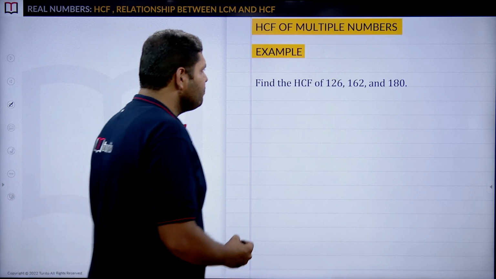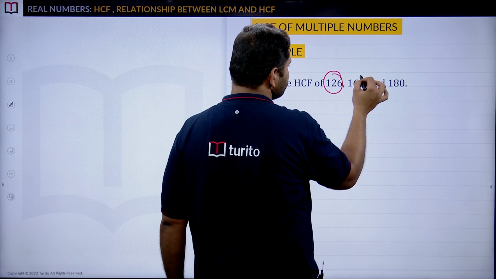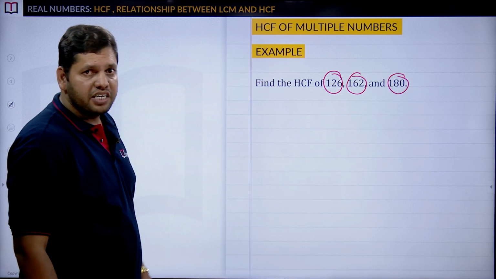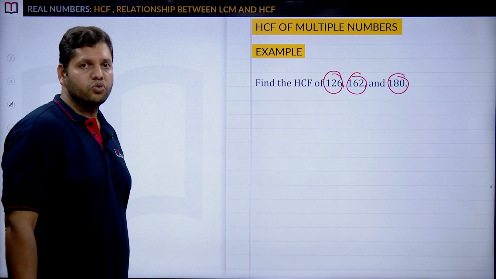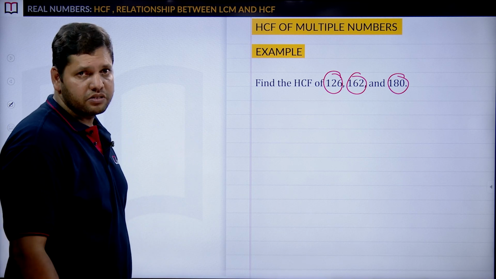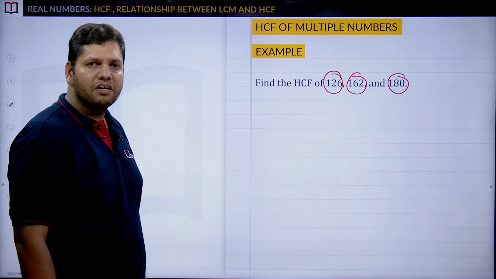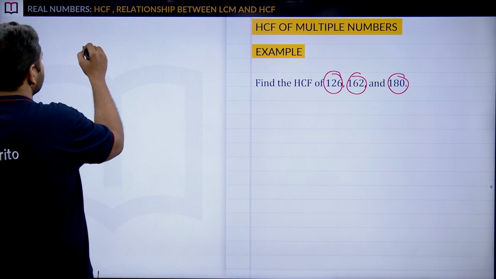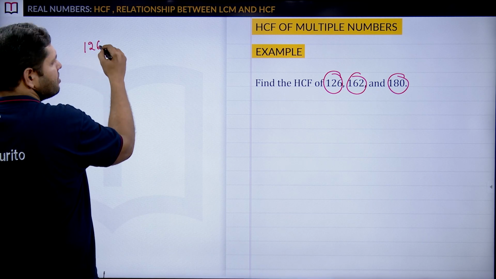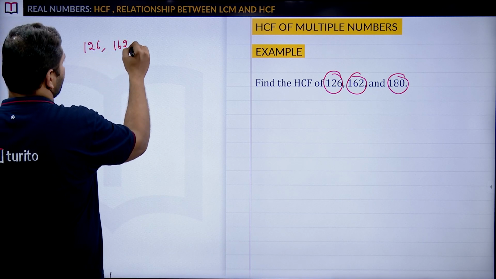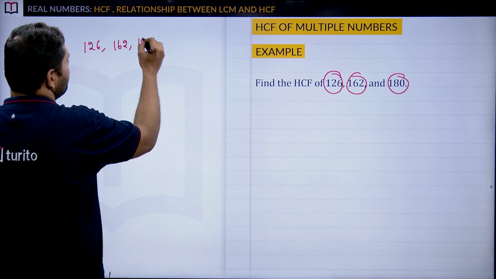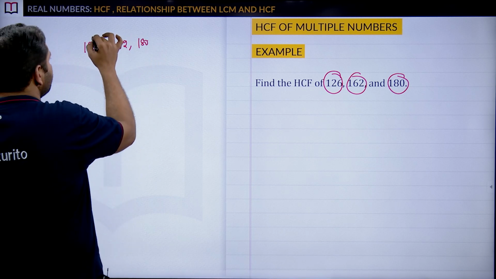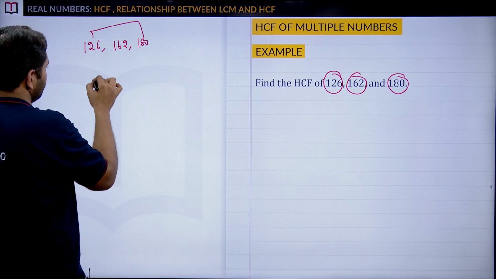See, children, I want to find the HCF of 126, 162 and 180. Children, these are multiple numbers. It is not 2 numbers, we have exactly 3 numbers. So for these 3 numbers, how can we find the HCF? Children, first tell me, what are the given 3 numbers? 126, 162 and 180.